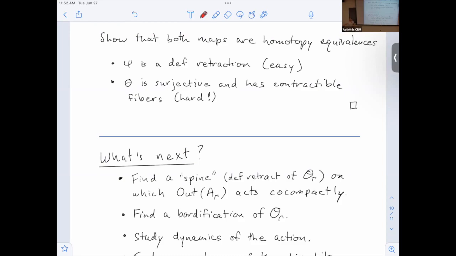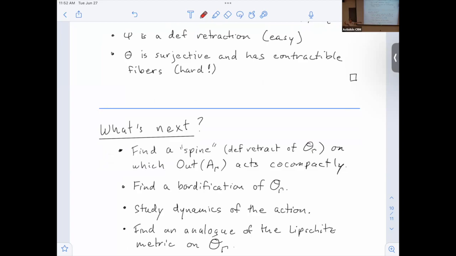Maybe there's some kind of spine, or something we could retract onto, so that the action would be co-compact. It's not right now because of these huge fibers. So is there some natural retraction where the action would be co-compact? Or maybe just some kind of fortification? Could we put a boundary of some kind on this thing that we could then use to study, say, the dynamics? If you take a particular element of outer space, can you classify them? Which ones go to infinity? Some kind of classification of the elements, and more generally, just the dynamics of the action.